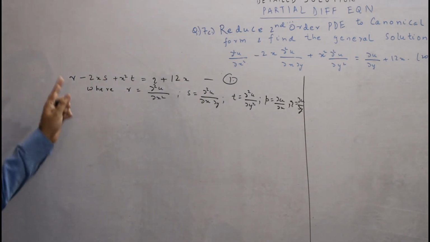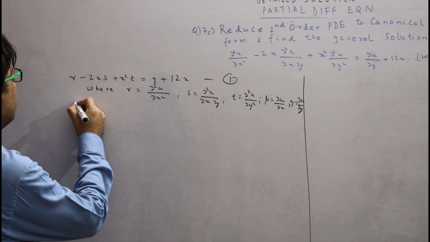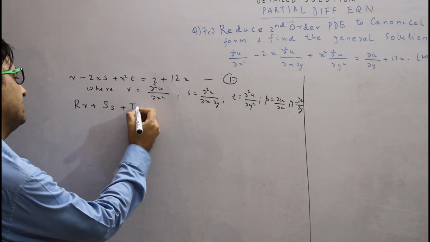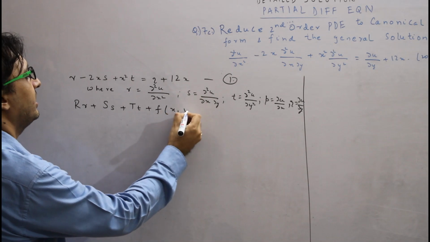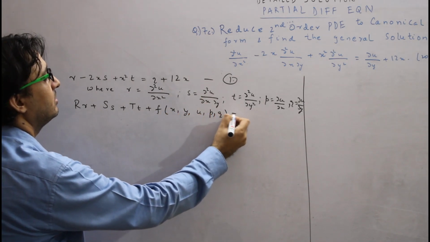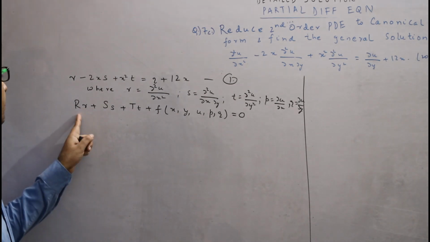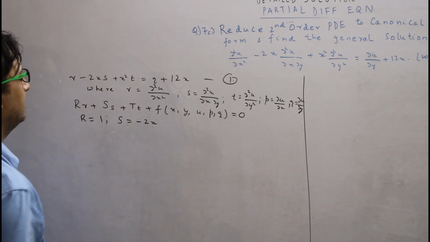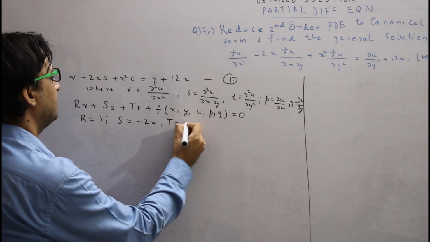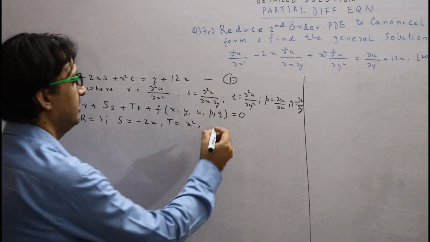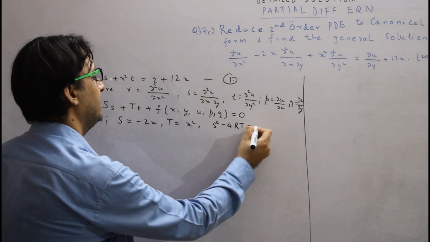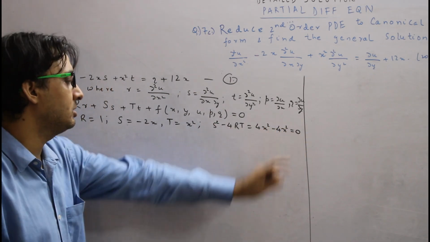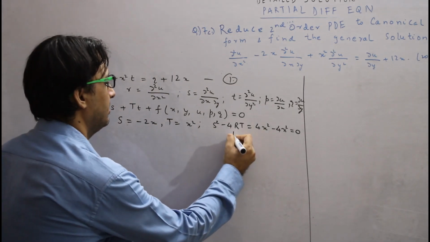So here if we compare with the standard equation, that is capital R small r plus capital S small s plus capital T small t plus function of x, y, u, p, q is equal to 0, we can see here that capital R is 1, capital S is minus 2x, and capital T is x square. So if we find S square minus 4RT, we get how much? 4x square minus 4x square, that is equal to 0. So here we have got this as 0. So this is parabolic.